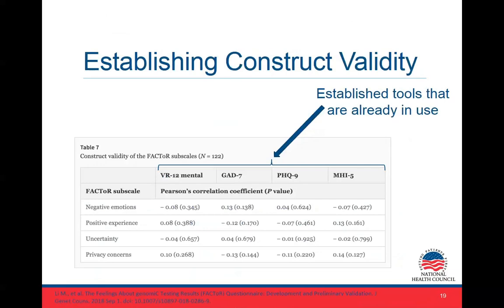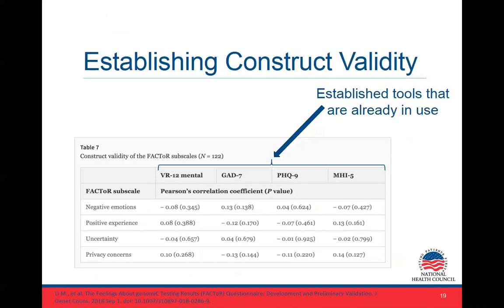So you see here, if you were to look across at the uncertainty row, you'll see that there are correlations listed here: 0.657, 0.679, 0.925, and 0.799. It tells us that uncertainty level is corresponding with uncertainty levels that have been measured in other instruments, and that there is a strong correlation there. That should be in line with what we expected on that level of uncertainty, as opposed to other lines across for other subscales where the correlations are not as strong.